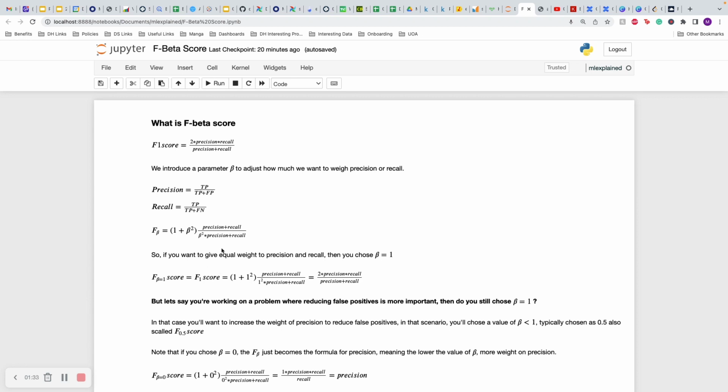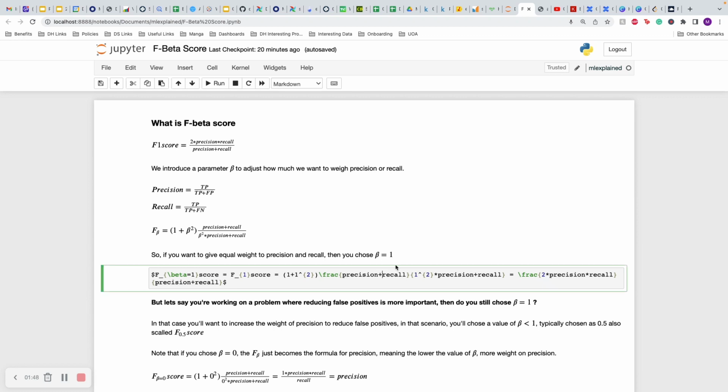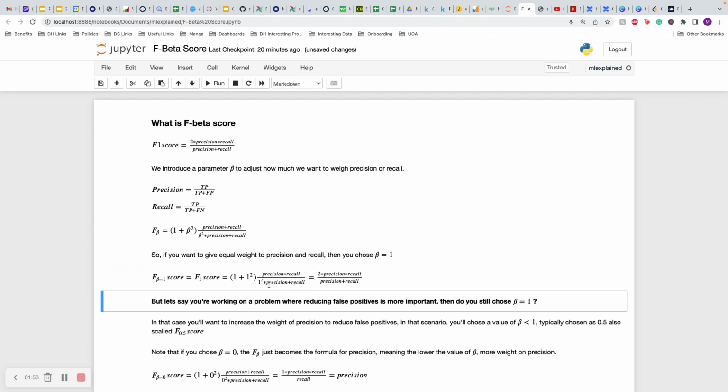Now, if you break down this formula and say you want to get to the F1 score, then F1 score is just F beta where beta equals 1. So F beta with beta 1 is 1 plus 1 whole square into precision into recall, divided by 1 square into precision plus recall. This just becomes 2 times precision into recall divided by precision plus recall. So the F1 score is fine when you want to give equal weight. Remember, this gives equal weight to both the precision score and the recall score.